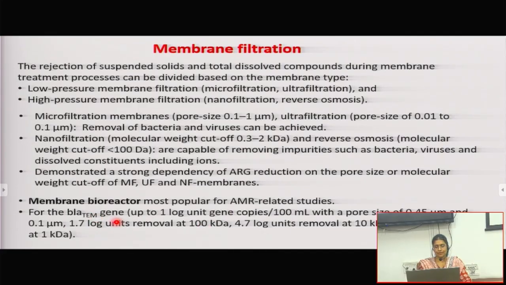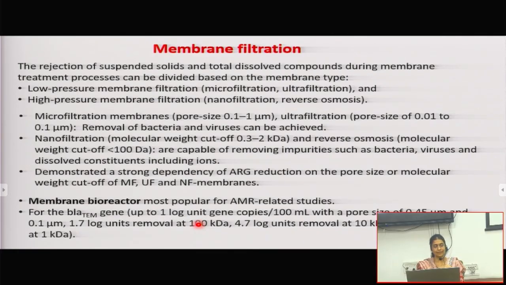In one of the recent papers, we have seen that one of the genes, the BLA gene, was reduced by up to 1 log unit of gene copies per 100 ml. How we quantify the genes is pretty much by copy numbers. Remember, I was talking about qPCR, etc., which are quantitative methods. Once you do a qPCR experiment, we get quantitative data.